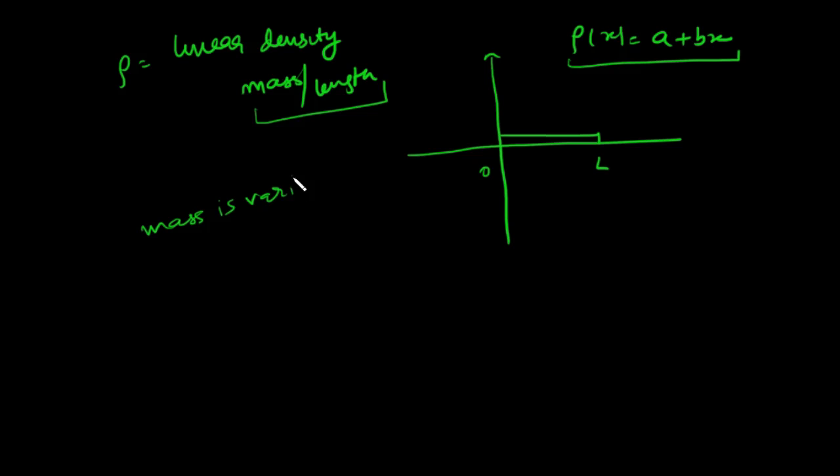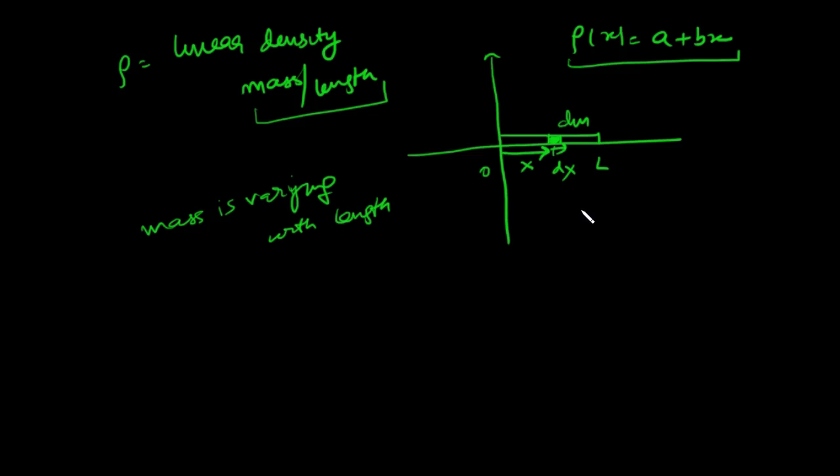Mass is varying with length. This means any mass I have to take, I have to take in terms of length and multiply it with a constant density, so we get the element mass. For example, if I take the element mass over here, this is my element mass, for example, this is dm. I take it at a distance x, and the width of this element mass is dx.